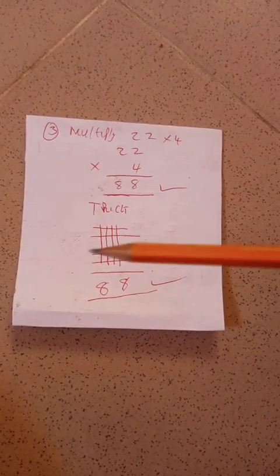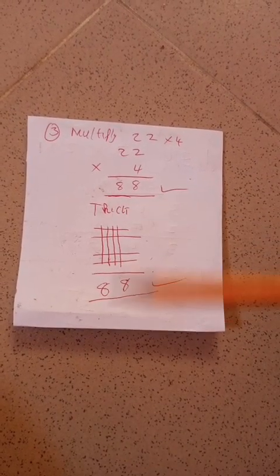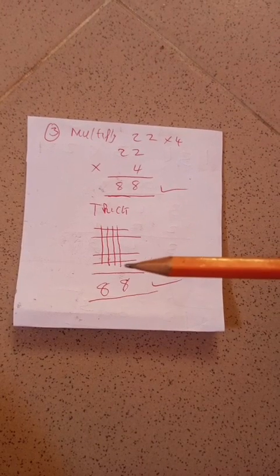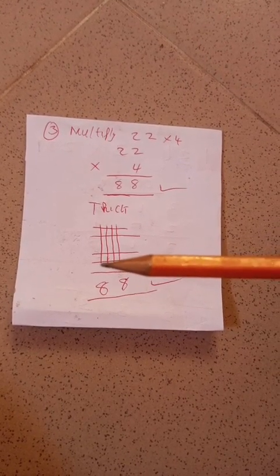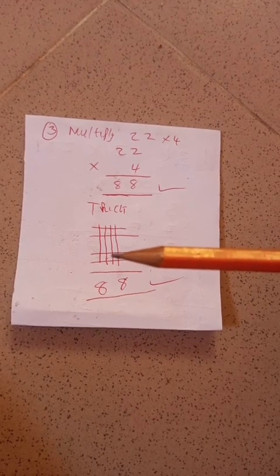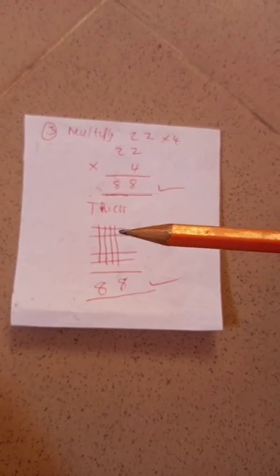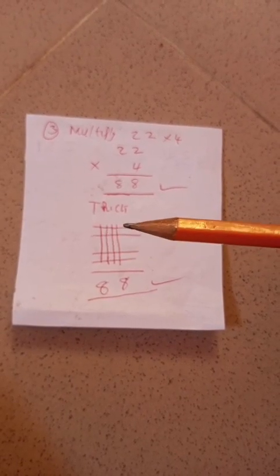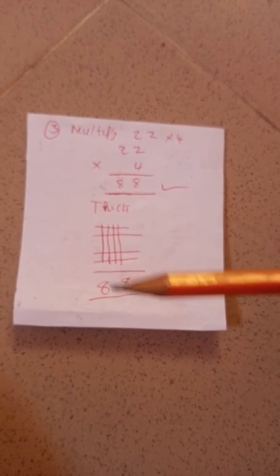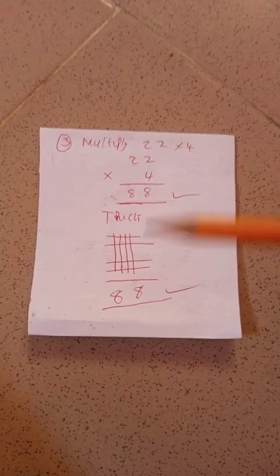It's multiplied by 4, so we are going to cross 4 lines: 1, 2, 3, 4. So we are going to count the points now: 1, 2, 3, 4, 5, 6, 7, 8. We write down the 8. The upper one also we are going to count: 1, 2, 3, 4, 5, 6, 7, 8. We add our 8, which is still 88.